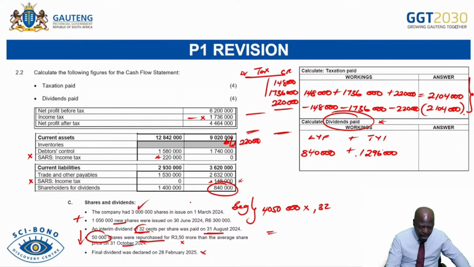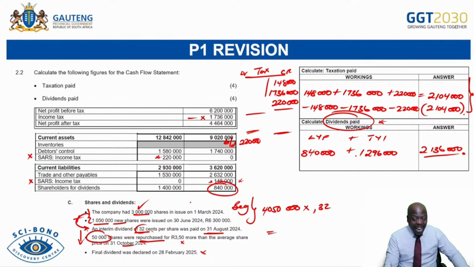1,296,000 over there. Because we're giving interim dividends, we're going to give it to the 3 million and the 1,050,000. That is what we give our interim dividend to. 1,296,000. Then it ends up with 2,136,000 over there.